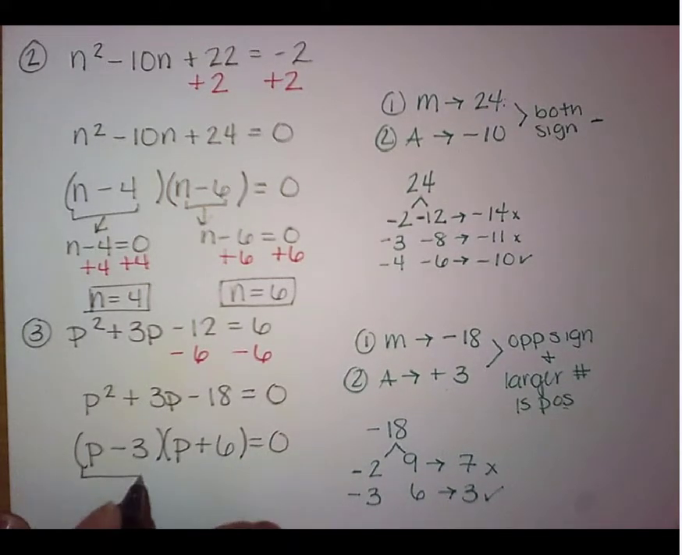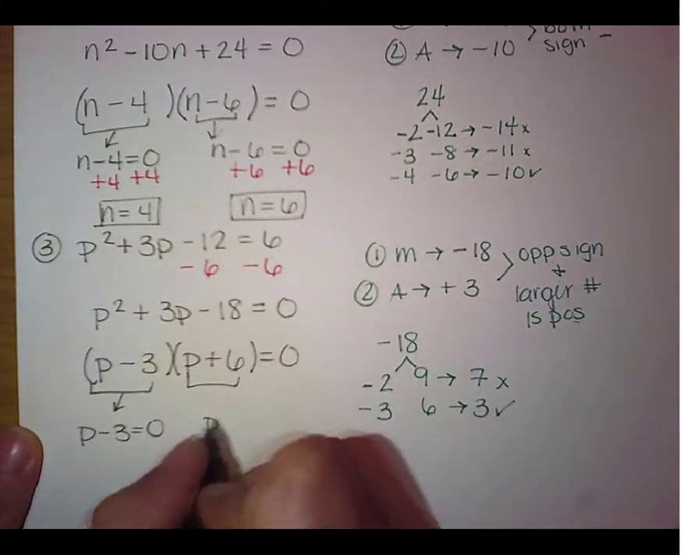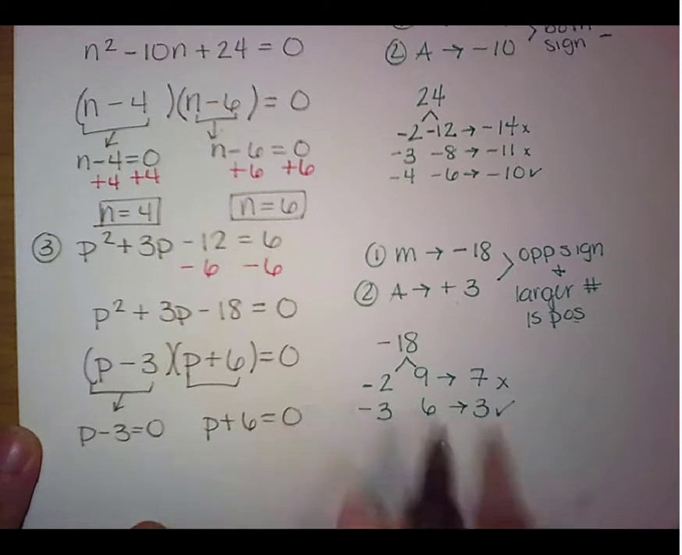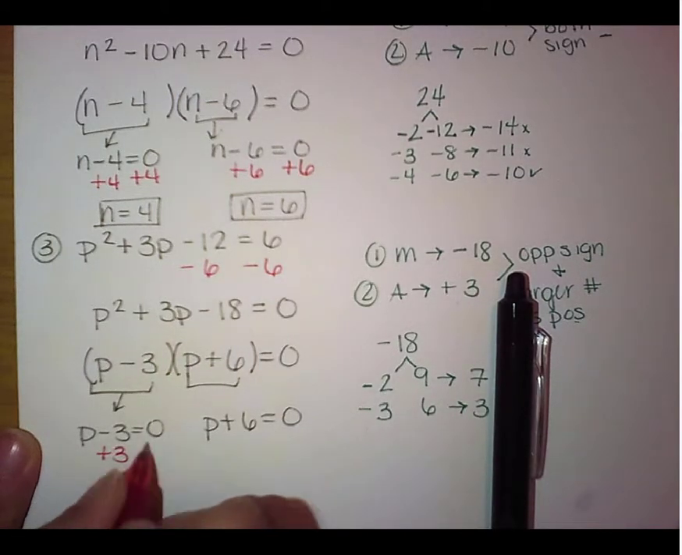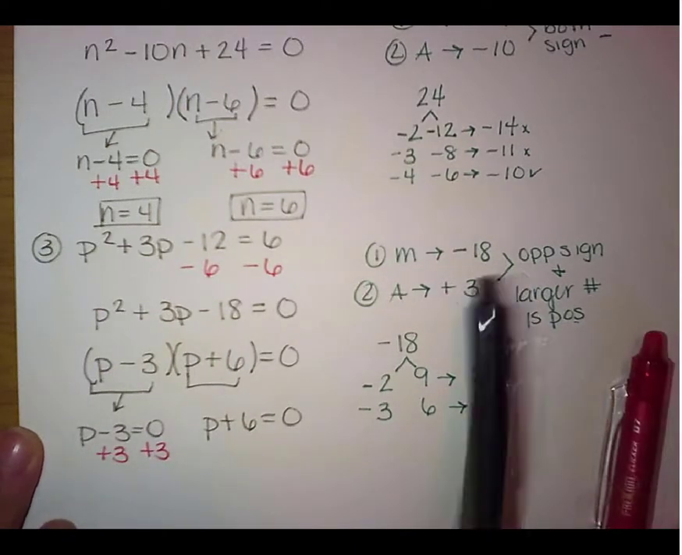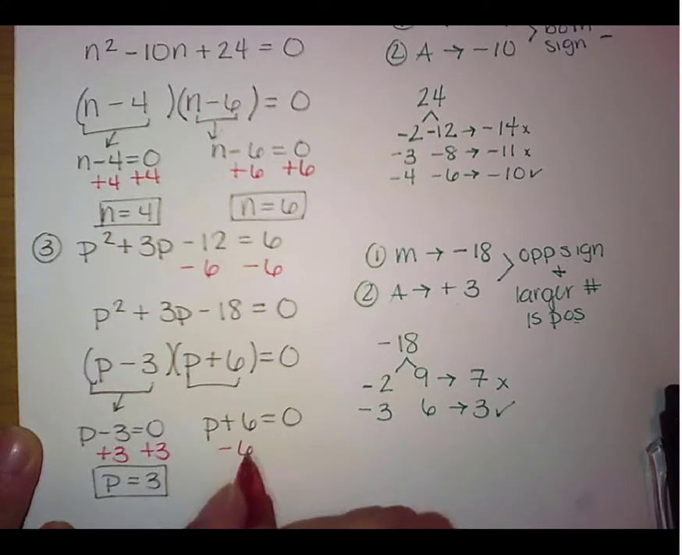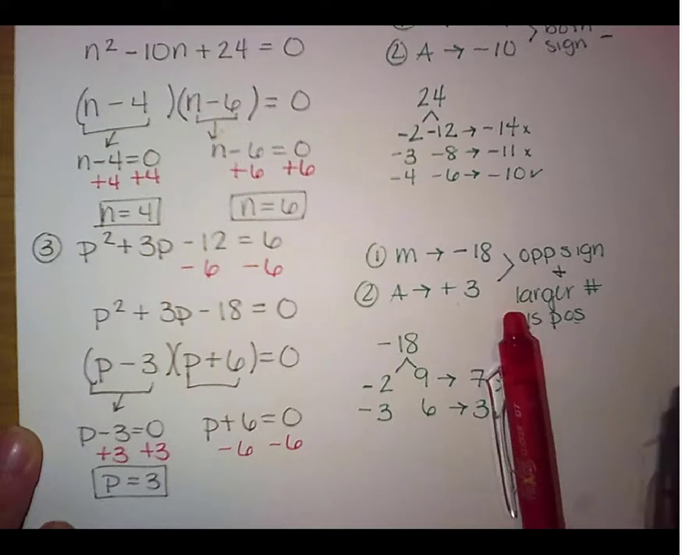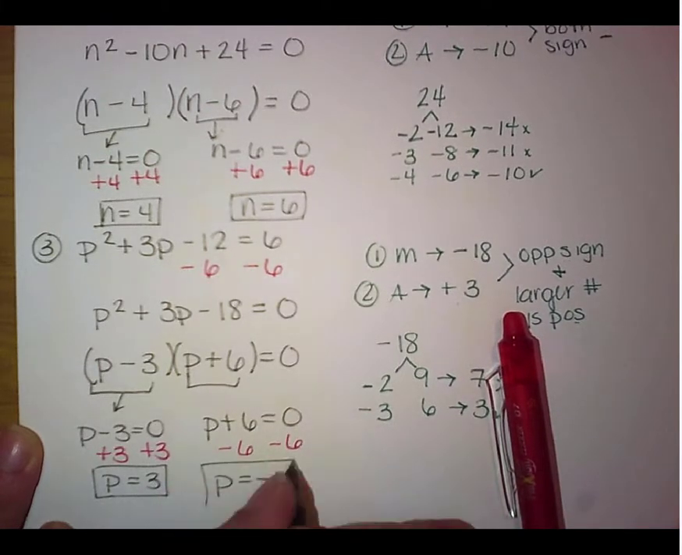So I'm going to take the first one here, set it equal to 0, p minus 3 equals 0. Take the second part here, set it equal to 0, so p plus 6 equals 0. Again, solve each one of these for p. So on this first one, we're going to add 3. So my first answer is that p is equal to 3. Over here, we're going to subtract 6. So we're going to get p is equal to negative 6. And this is my second answer.